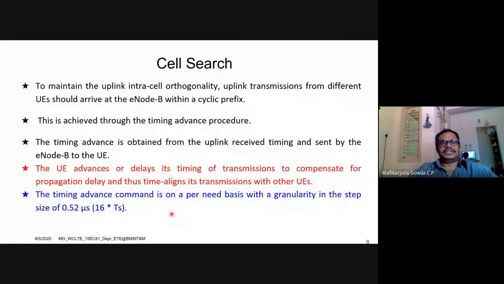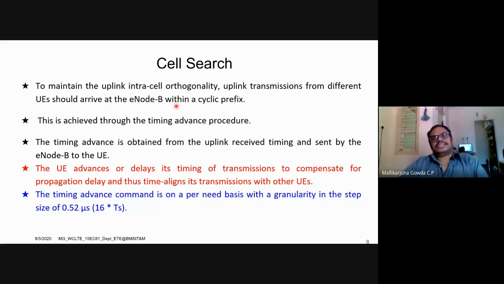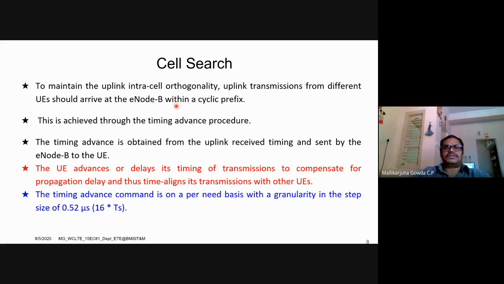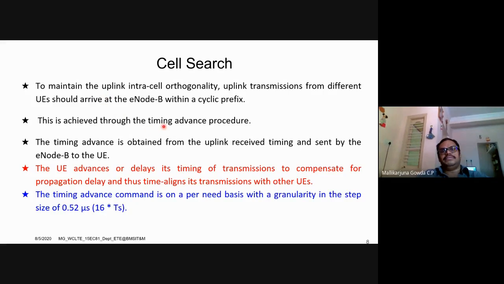To maintain uplink intra-cell orthogonality, uplink transmissions from different user equipments will arrive at the ENB within the cyclic prefix. In one cell there will be multiple user equipments, and they will arrive at the ENB within the cyclic prefix. Then there will be no intra-cell interference, because whatever sequence each user equipment uses, they are orthogonal to each other. We achieve that by using the timing advance procedure.